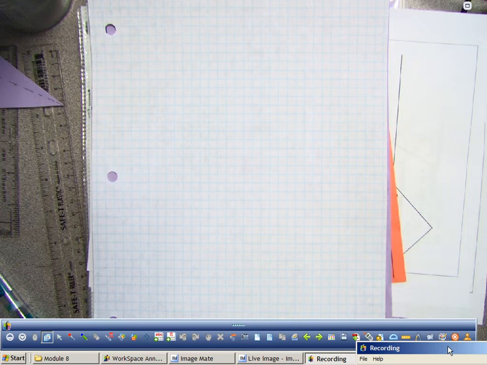All right, first it tells me to find the midpoint of AB. Well, first we've got to make AB. So segment AB is right here. My midpoint of AB can just be found by counting, right? There we go. So here's my midpoint of AB. Call that M.